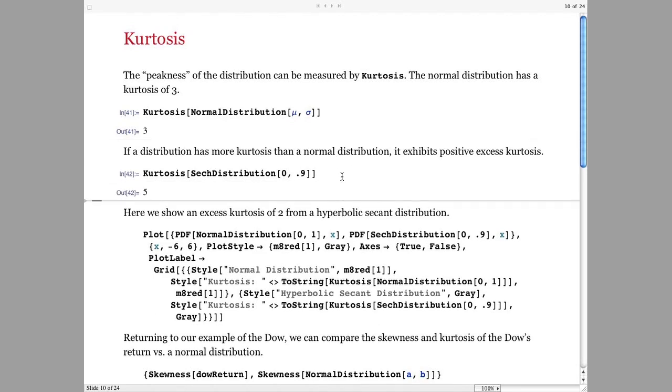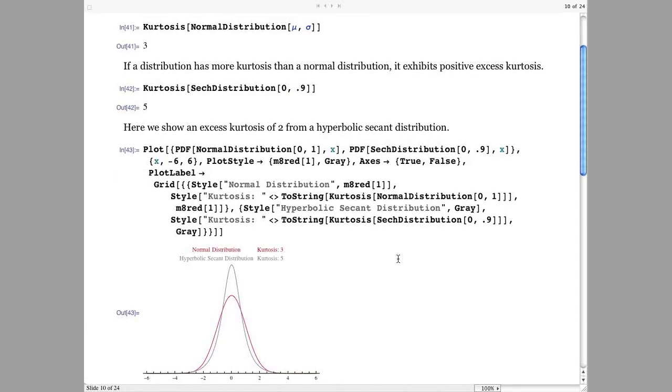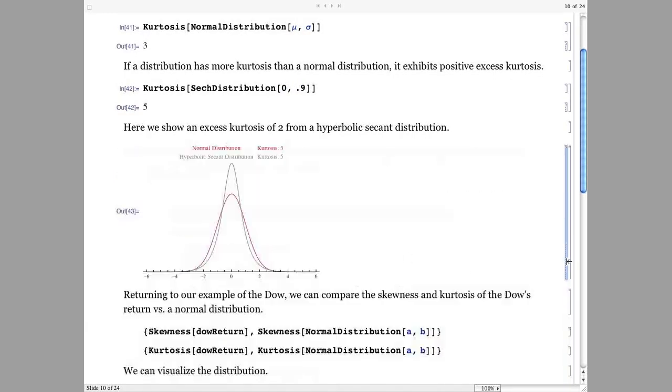If the distribution has more kurtosis than the normal distribution, it has a positive excess kurtosis. Here we show the excess kurtosis of 2 from the hyperbolic secant distribution.